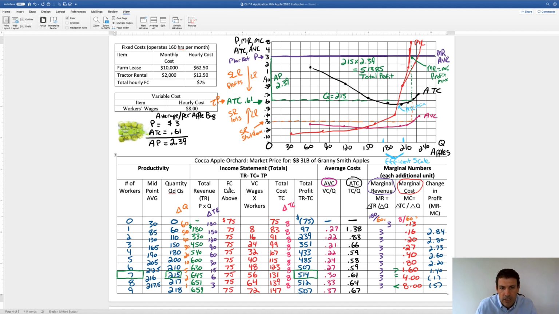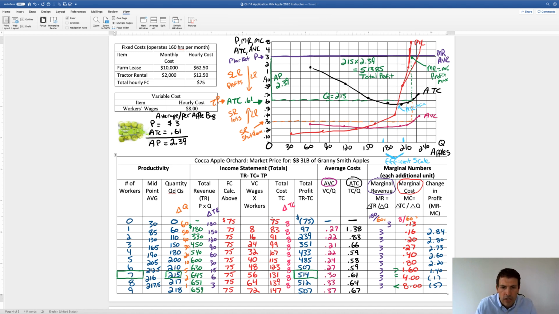I want my fixed cost, so I brought my fixed cost down from up here. Here's 75, bring that down. Remember, fixed cost doesn't change with production, so it's 75 regardless of how much I produce. My variable cost, I try to keep it as simple as possible here. I'm just taking $8 per worker, so I'm just taking 8 times 1 worker is 8, 8 times 2 workers, 16, 8 times 3 workers, $24.